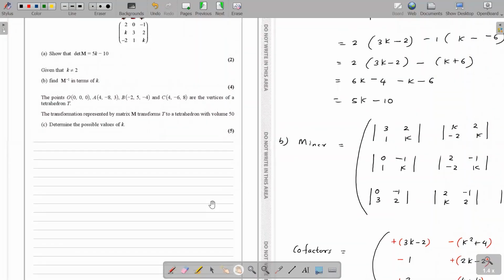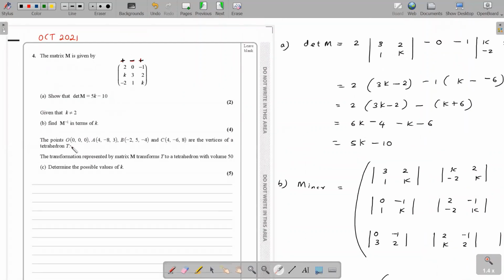Okay, moving on to the last part. They say the point O (0, 0, 0), the point A (4, -8, 3), B (-2, 5, -4) and C (4, -6, 8) are the vertices of a tetrahedron T. So they have given you a tetrahedron. Now they're saying the transformation represented by M here transforms T to a tetrahedron with volume 50.